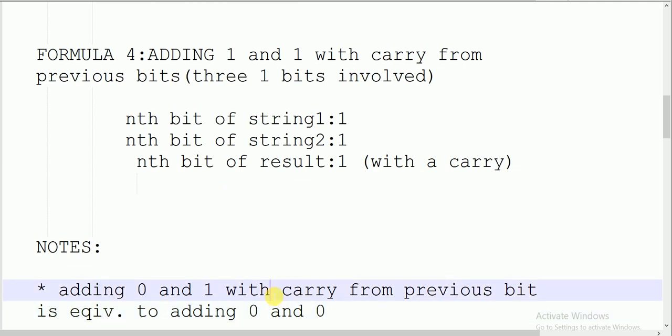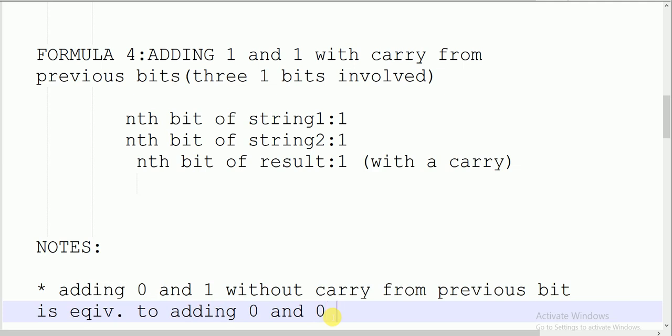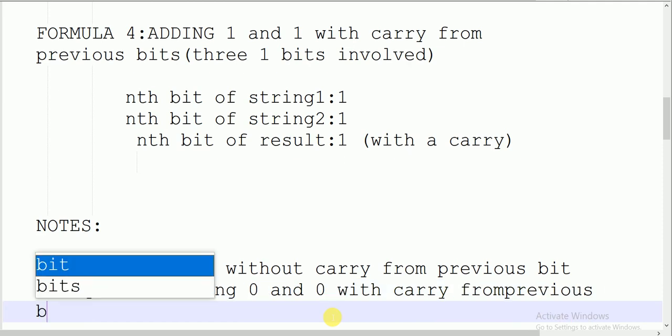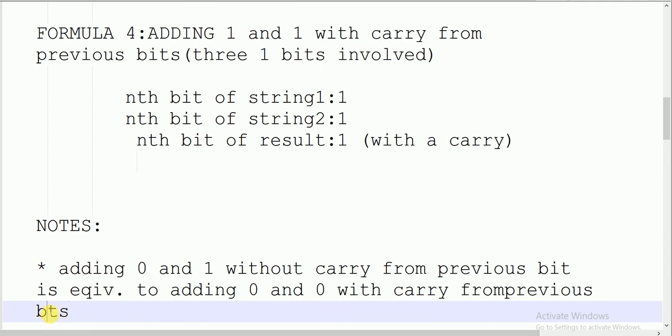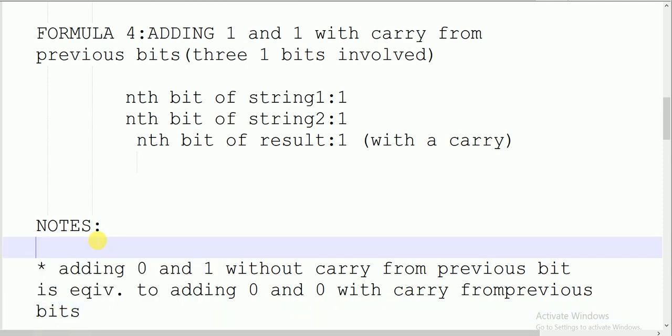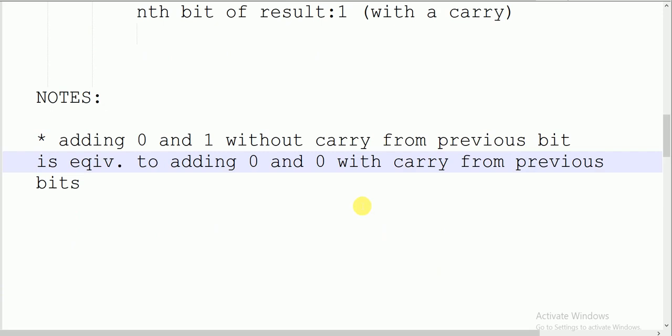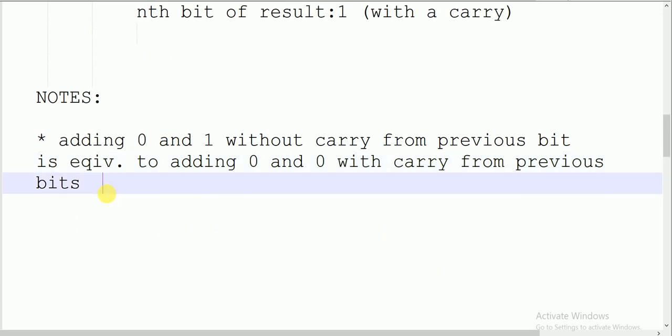Here it's actually without the first one, and here adding 0 and 0 with carry from previous bits. Previous bits, or the previous, what can I say, it's the previous 2 corresponding bits, sorry.